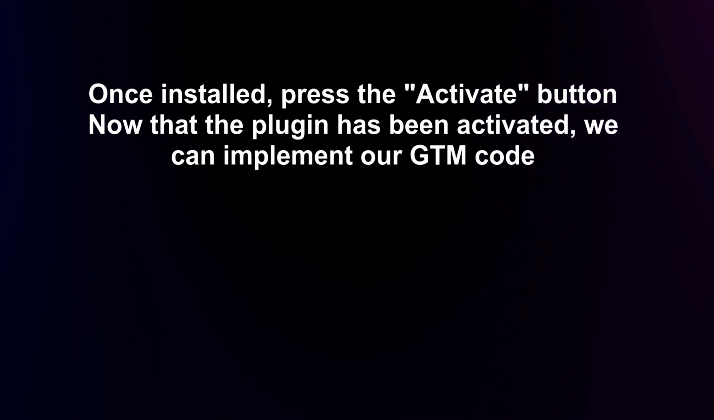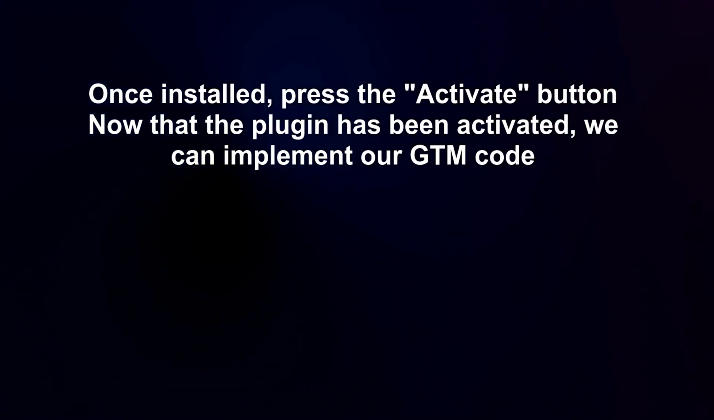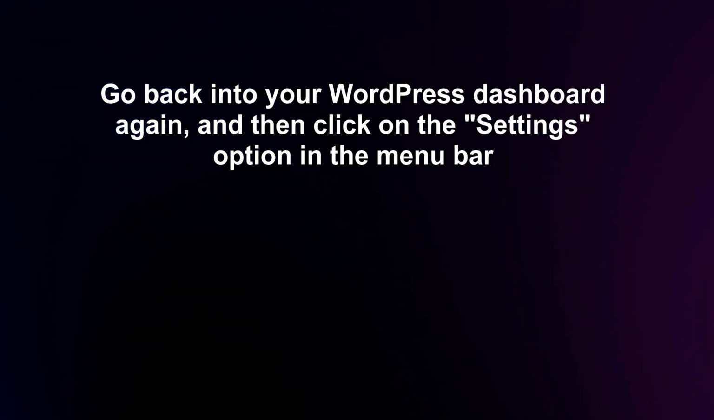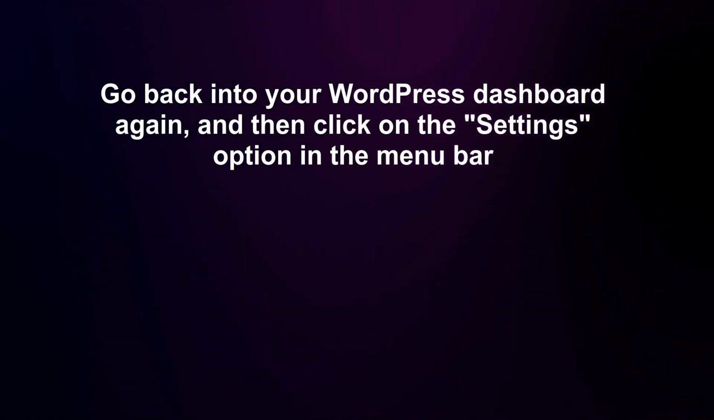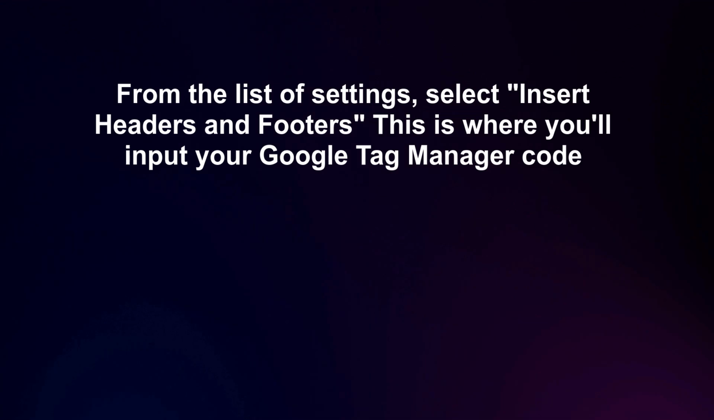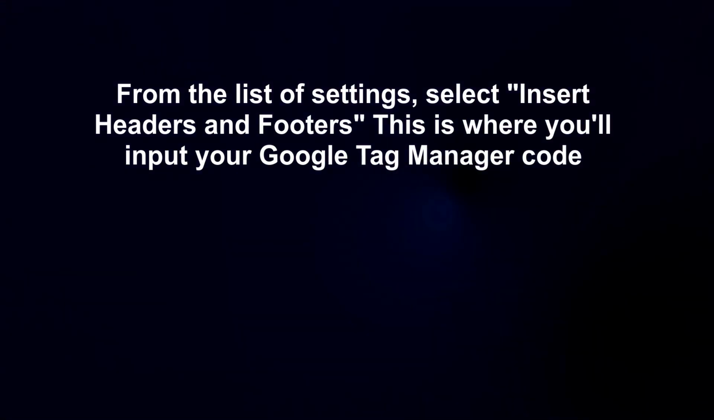Now that the plugin has been activated, we can implement our GTM code. Go back into your WordPress dashboard again, and then click on the Settings option in the menu bar. From the list of settings, select Insert Headers and Footers. This is where you'll input your Google Tag Manager code.